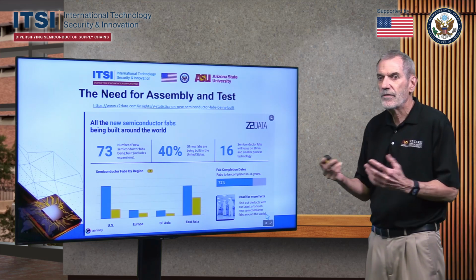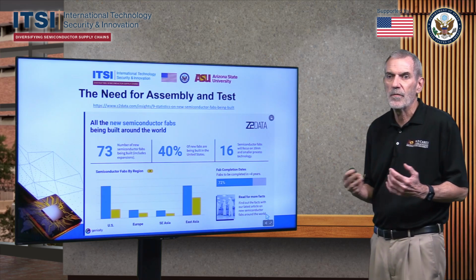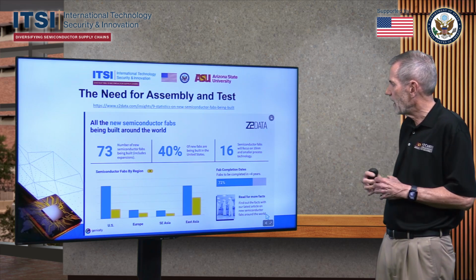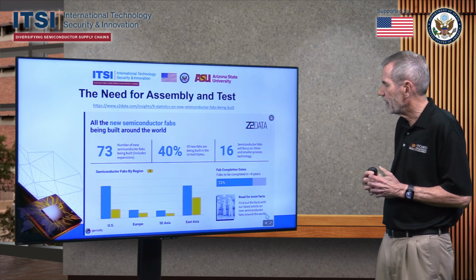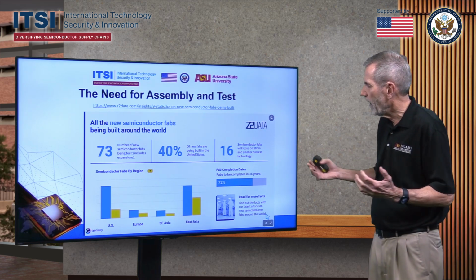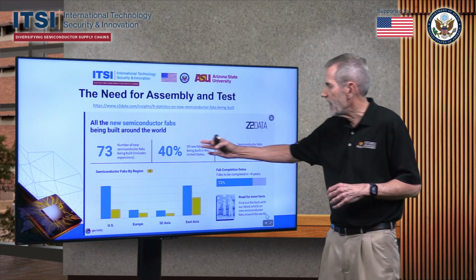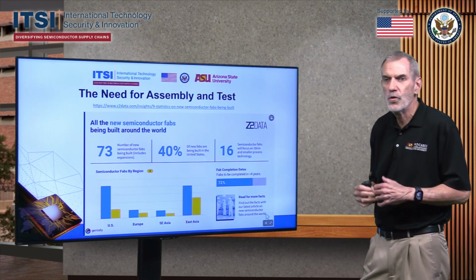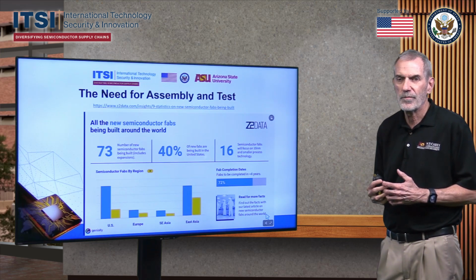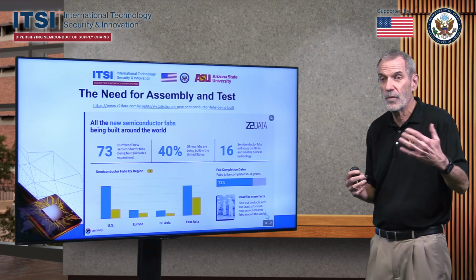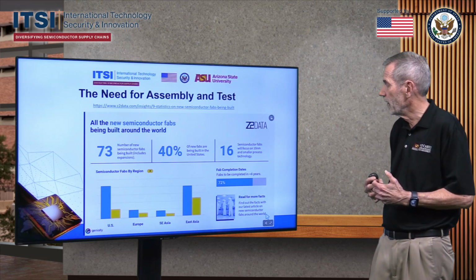Let's now talk about the need for assembly and test going forward. It turns out this chart is maybe 4 or 5 months old, so the numbers have actually gone up a little bit, but at that time there were 73 new or expansion wafer fabs being discussed, or on the plans for companies to build.